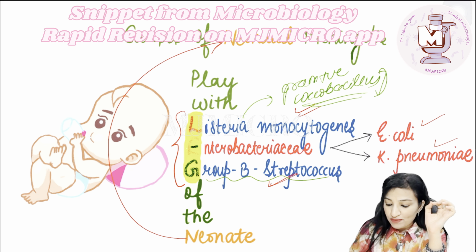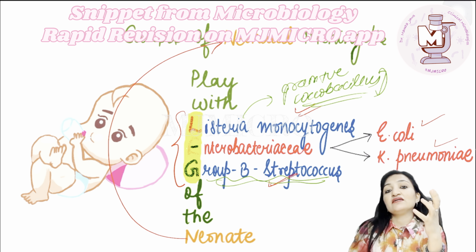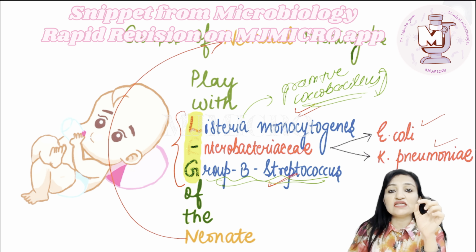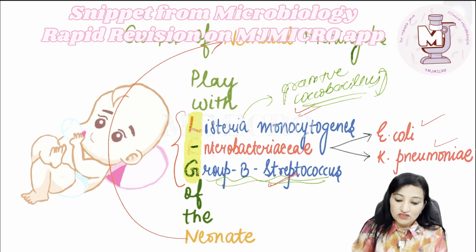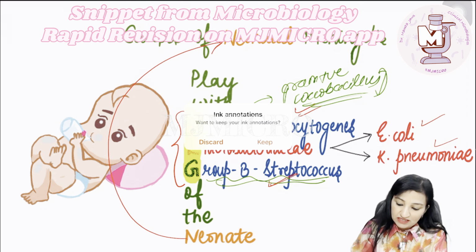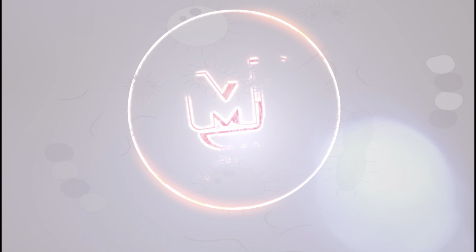Now, group B streptococcus, you all know it is what? It's a kind of streptococcus. And the definition of genus streptococcus is what? These are gram-positive cocci in chains. Okay, so this is about the causes of neonatal meningitis. Please remember all these causes.